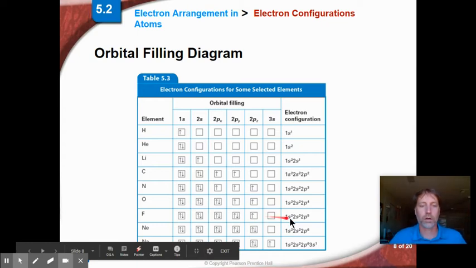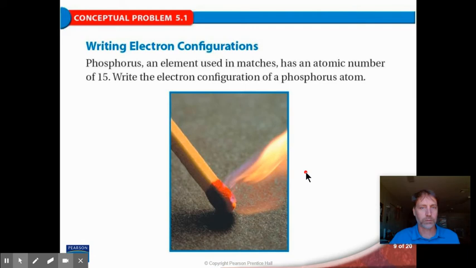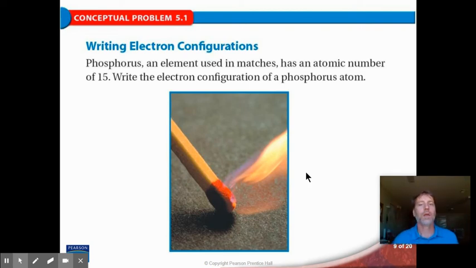So the electron configuration is 1s2, 2s2, and 2p5 because there's 5 electrons in here. All right, so that is how we would do what's called an orbital filling diagram along with the electron configuration. Okay, so phosphorus is an element that has atomic number 15. So that means it has 15 electrons if it's neutral.